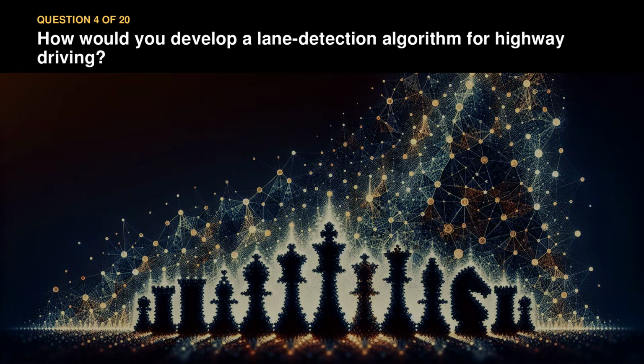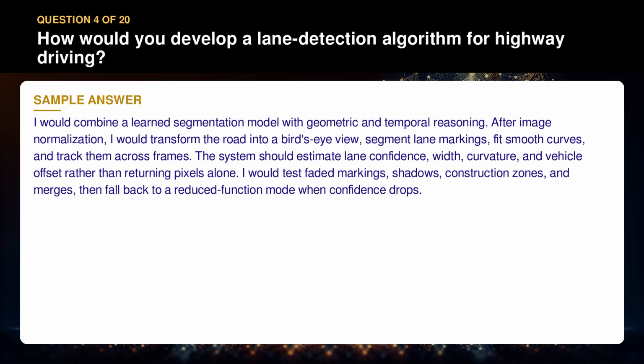Question 4. How would you develop a lane detection algorithm for highway driving? I would combine a learned segmentation model with geometric and temporal reasoning. After image normalization, I would transform the road into a bird's eye view, segment lane markings, fit smooth curves, and track them across frames. The system should estimate lane confidence, width, curvature, and vehicle offset rather than returning pixels alone.